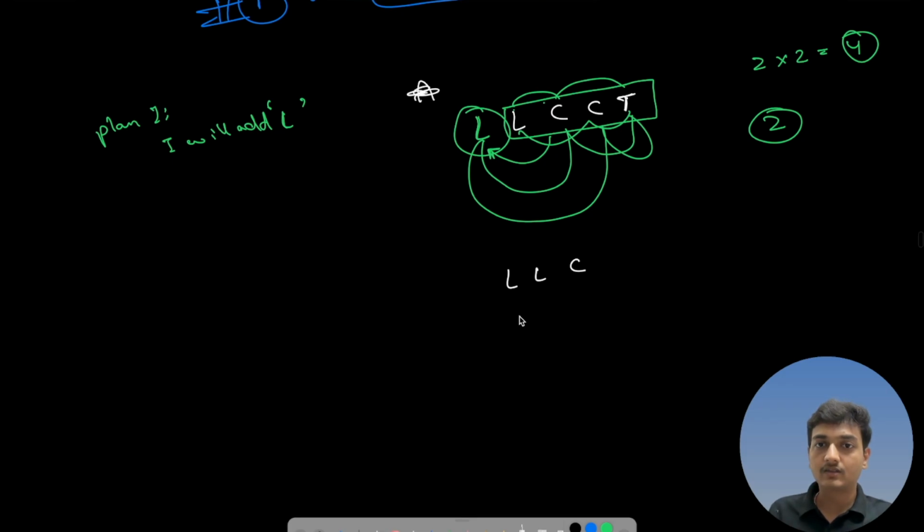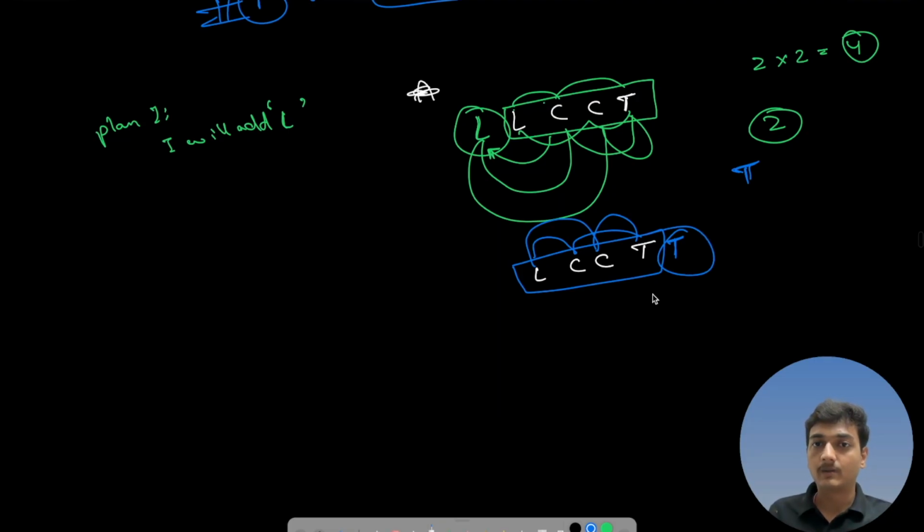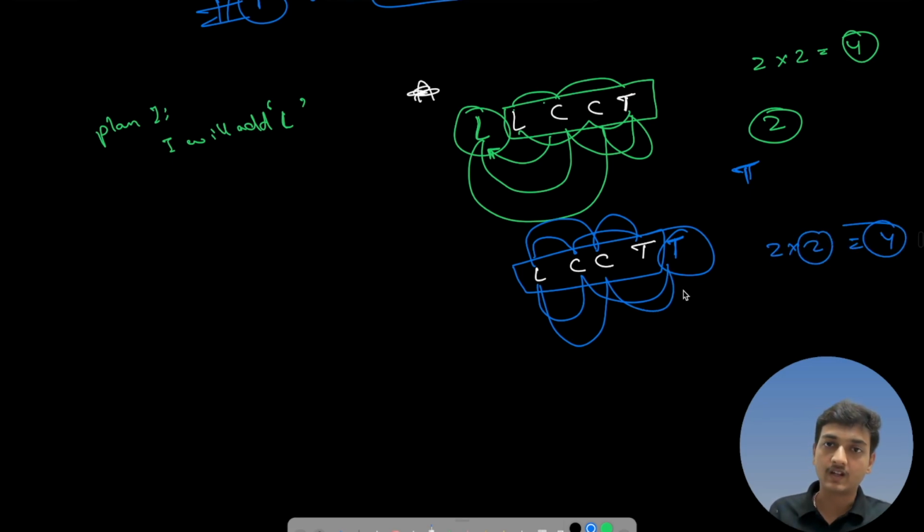Let's see the next test case. Sorry, it should be L C C and T. Now let's say I have to add T. Where should I add T? If I add T at the last, I think all my subsequences can be doubled again. Let's see how. This was my first, this was my second LCT subsequence. Now if I add T here, this can be my first option, this can be my second option. Again I got a doubled answer, 4 I got. So for plan one, that is fine, I will add it on the leftmost side.